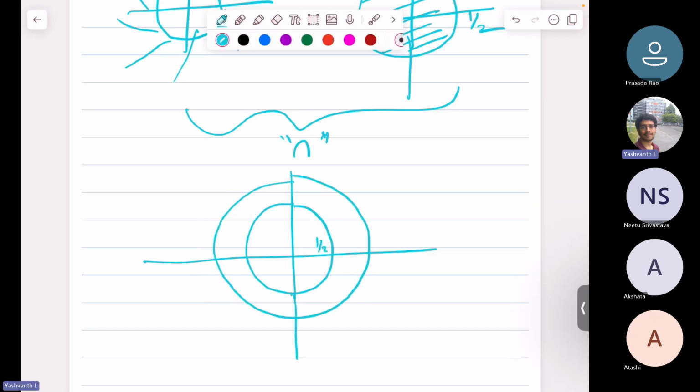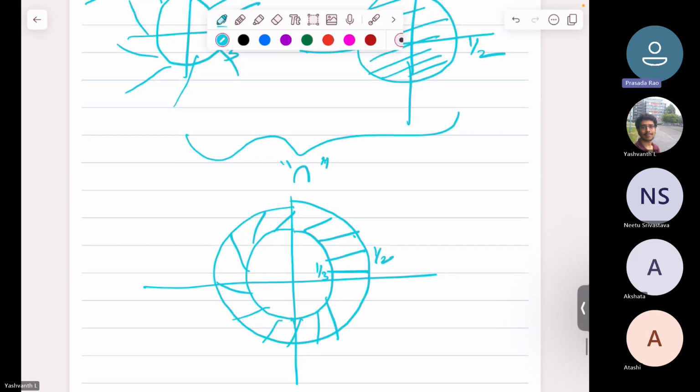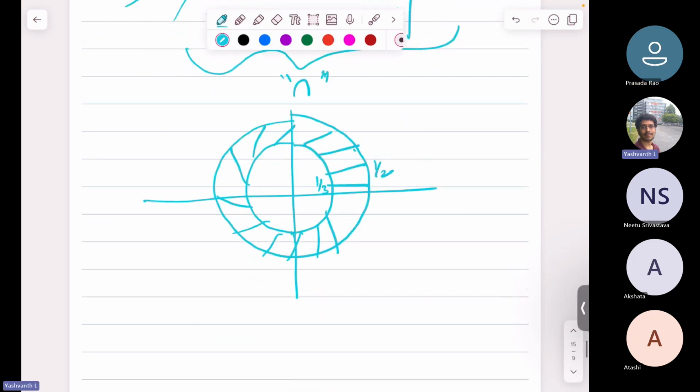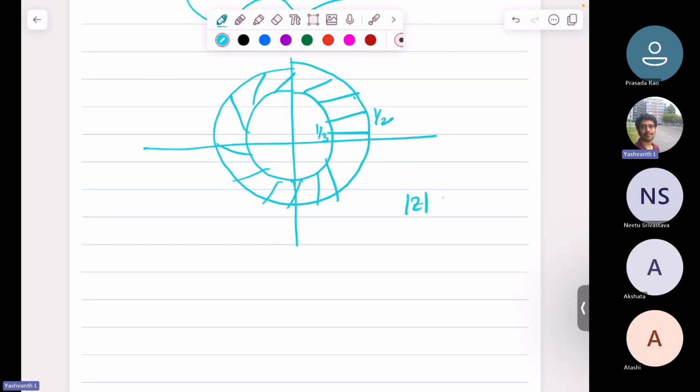This is 1 by 3, this is 1 by 2, and this is basically your annular region. Is it clear? Yes, sir. So basically, the ROC is that mod z is between 1 by 3 and 1 by 2.